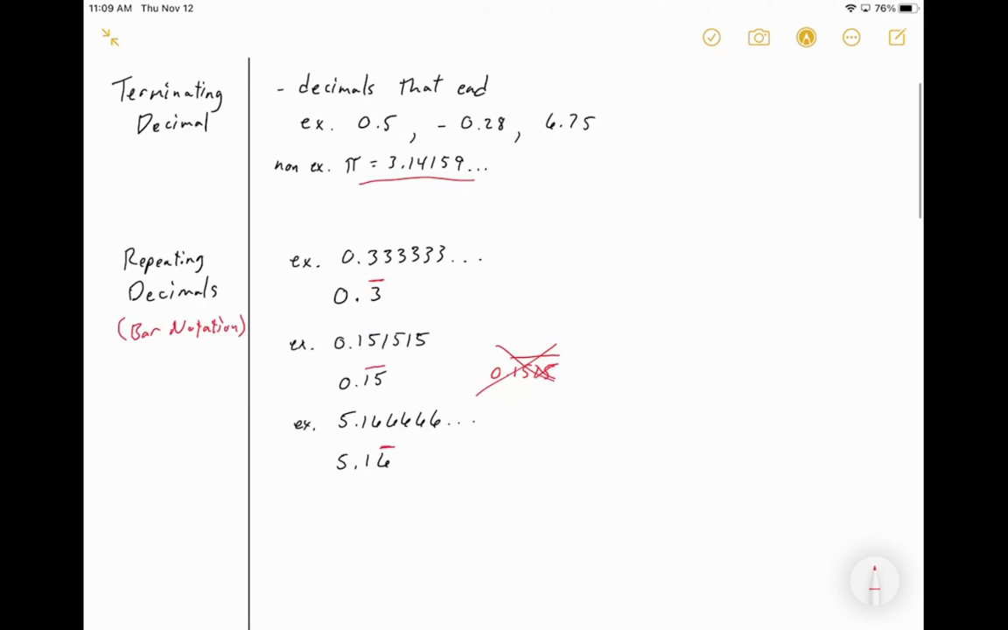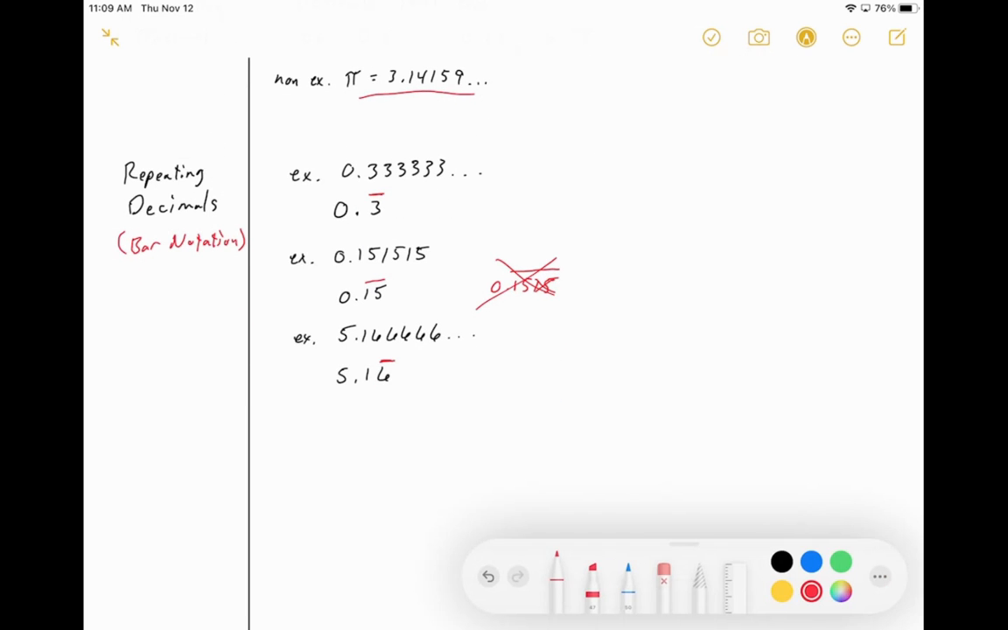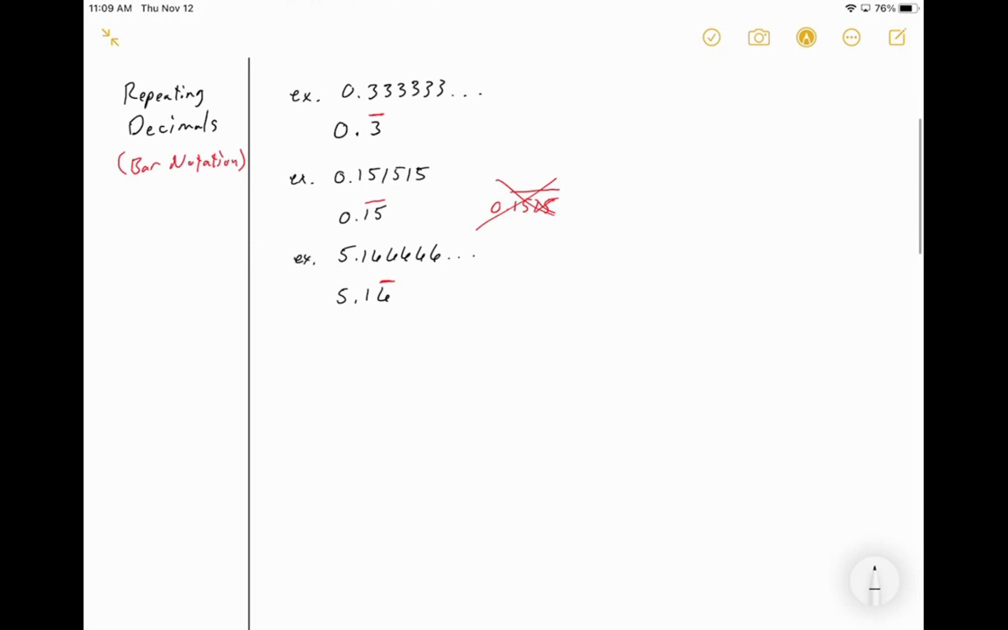All right, a bulk of our lesson, let's move on, is changing fractions to decimals. And then later we're going to change decimals to fractions. Okay.